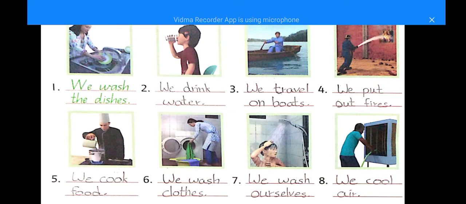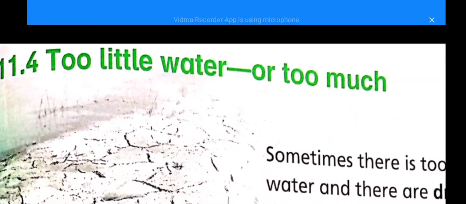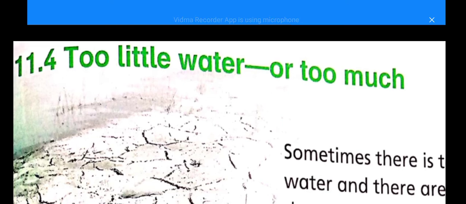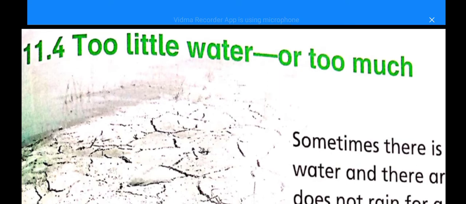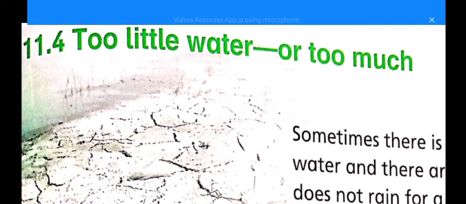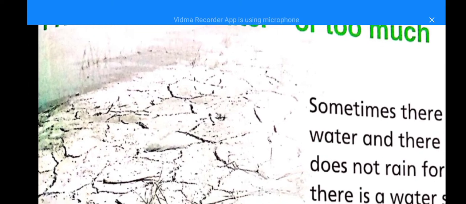Here now I will show you on your screens. That is the textbook page number 69 with the subtopic too little water or too much. We have read about the water shortage, that if there is no rain, we can face the issue of water shortage. But now we are going to read about two more issues, that if we have too little water or too much water, then what will happen.